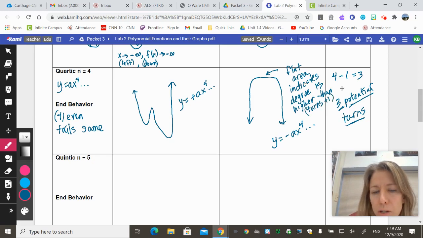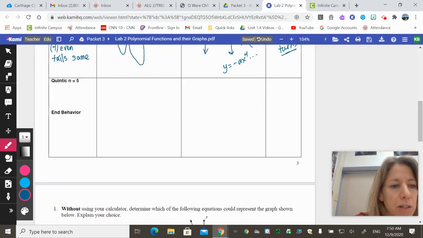Okay, there's only 1 term. If we added a 1 to the number of turns, you would get 2, but this is not a quadratic. It's something higher because we have this flat piece. All right, and the last one we're going to talk about is a quintic. This is a 5th degree.